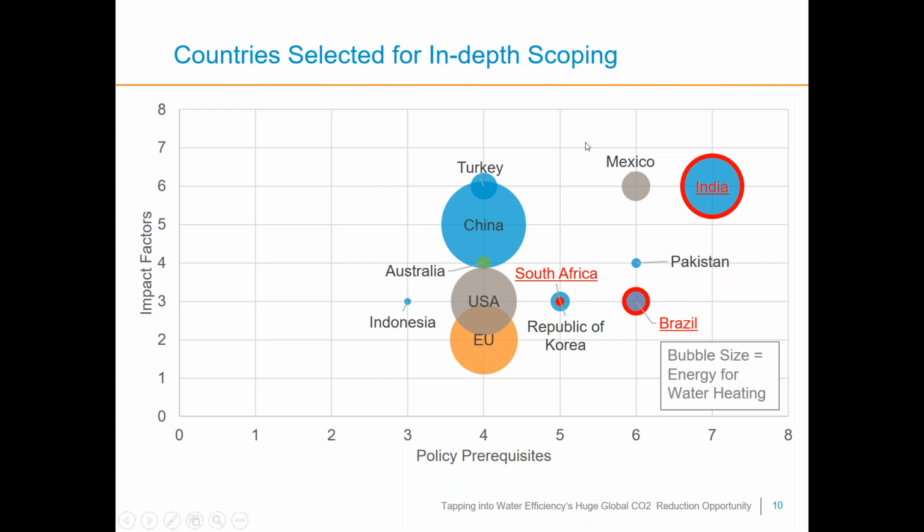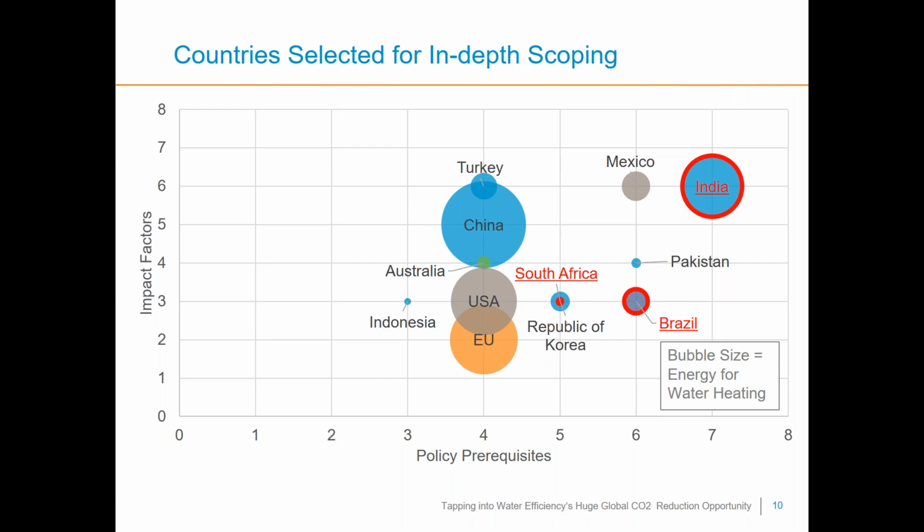And lastly, the reason we did not pick China, the US, or the EU, despite their large impacts, was that in the US and the EU, work is already underway. China also has a robust labeling program that in the past decade has expanded into water. So we thought that those are well underway, and we are trying to look at new opportunities.